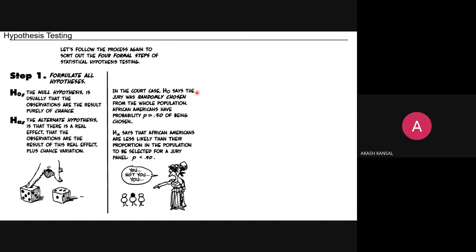In the court case, H naught says the jury was randomly chosen, and hence the probability p is equal to 0.5, right? This was my H naught. HA, which is the alternate hypothesis, says that African Americans are less likely than their proportion in the population to be selected for the jury panel. Right? So HA is p less than 0.5.